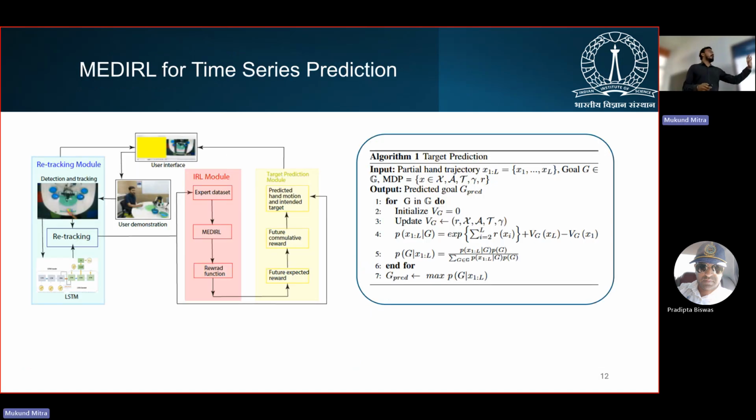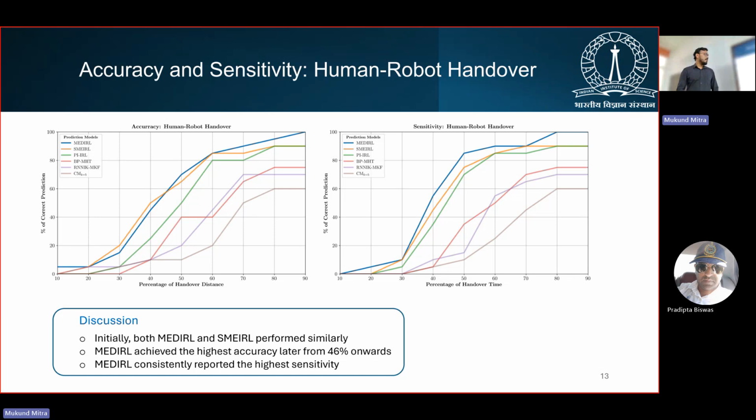So here's the algorithm in short. First we initialize an MDP with a value function, and then we use approximate value iteration and policy propagation algorithm to calculate the probability of a given trajectory, basically the partial trajectory given the goal state. Then we use Bayes theorem to calculate the probability of a goal given the partial trajectory. Here we assume that all the targets are uniform, that is, we assume a uniform prior over the targets. At the end, the goal which has the highest probability is the predicted target.